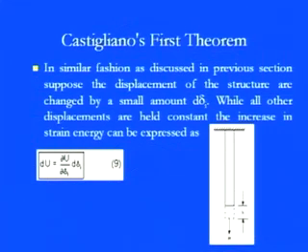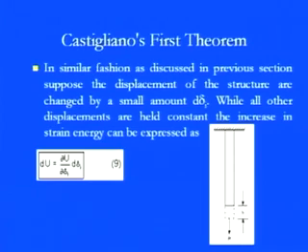Now we go for the first theorem, again in a similar fashion as discussed in the previous section. The displacement of the structure is changed by a small amount, d delta, while the other displacements are held constant, and there is an increase in strain energy, which can be expressed as dU = (del U by del delta) d delta. What we are doing here is taking a small amount, d delta, and computing the increment.